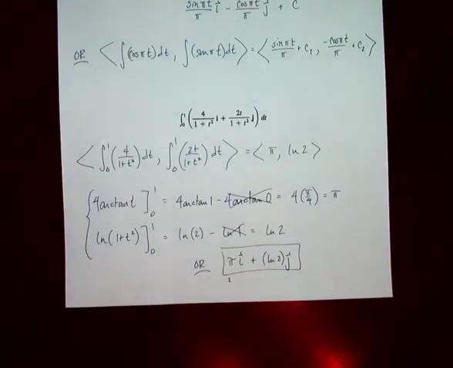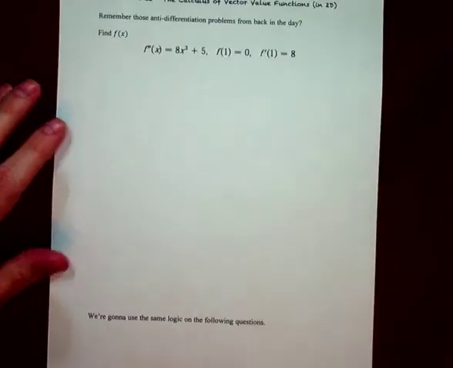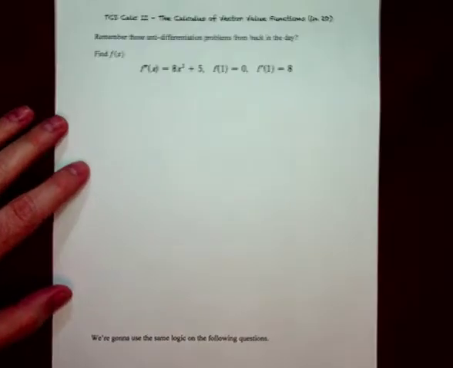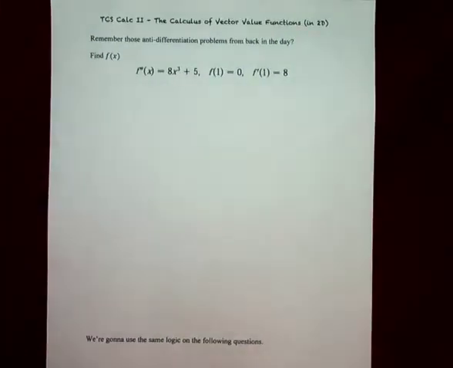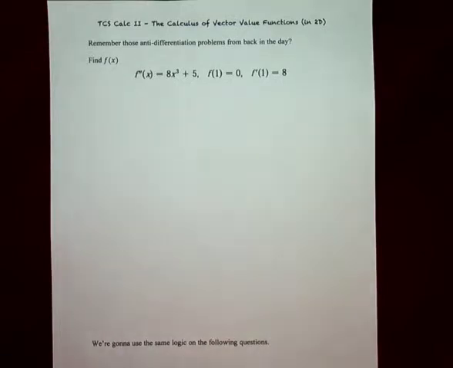Okay. Well, that's all well and good, but let's actually get to more than just the mechanics. Now, remember way back in the day when you were first being introduced to antiderivatives, you were given problems like this, where you were given f double prime, and you were given a condition on f and f prime, and asked sort of to work backwards, right?